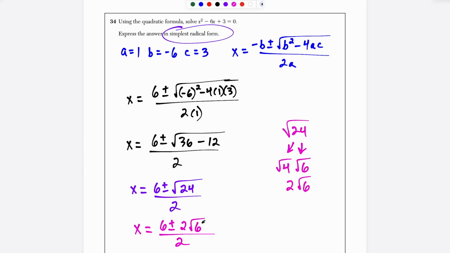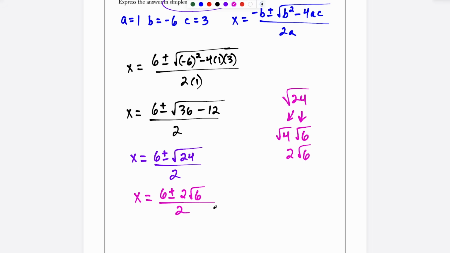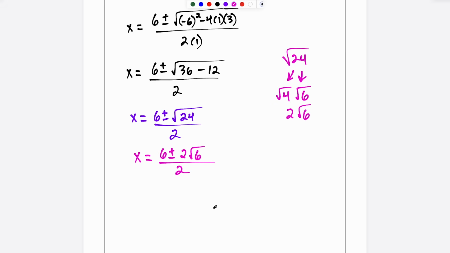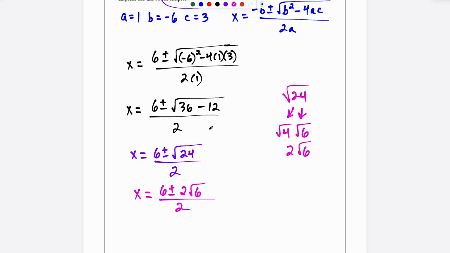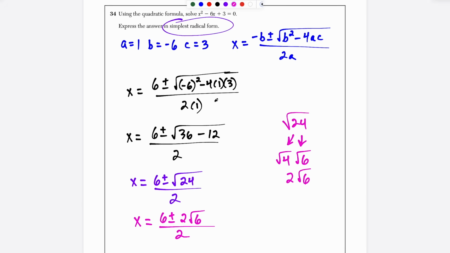And we could actually stop here because the question only said to express this in simplest radical form. They didn't say to do anything else after this. In other parts of math, they may say express your answer in a different form and actually divide this out. But this is where we can stop.